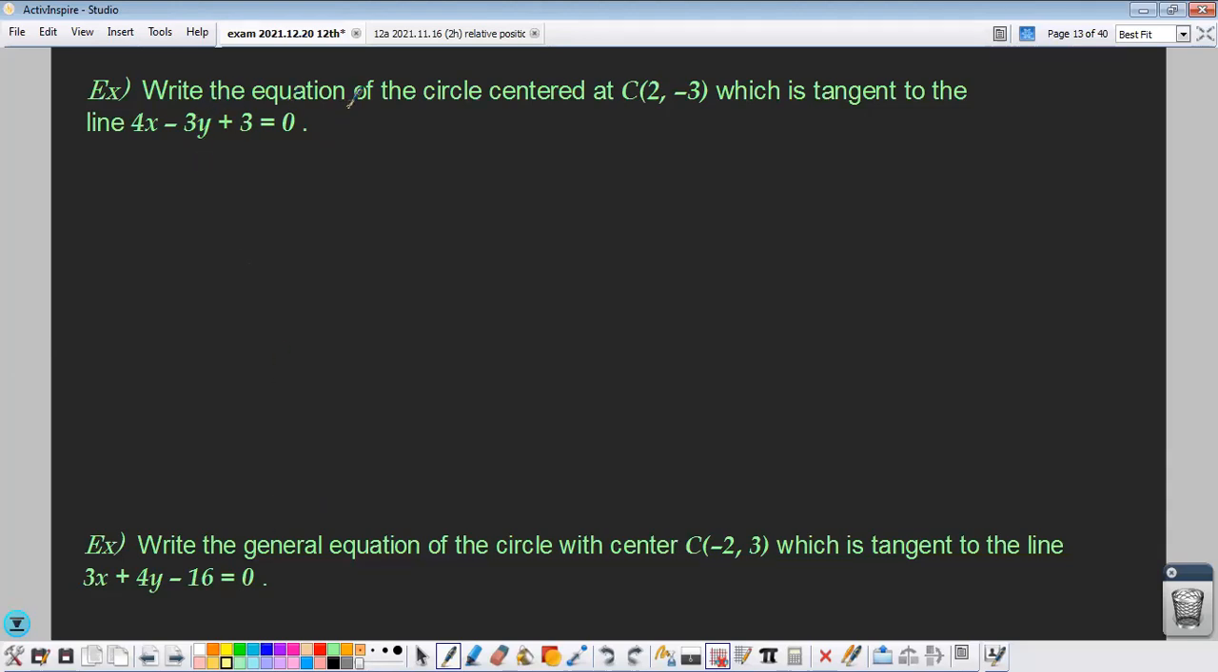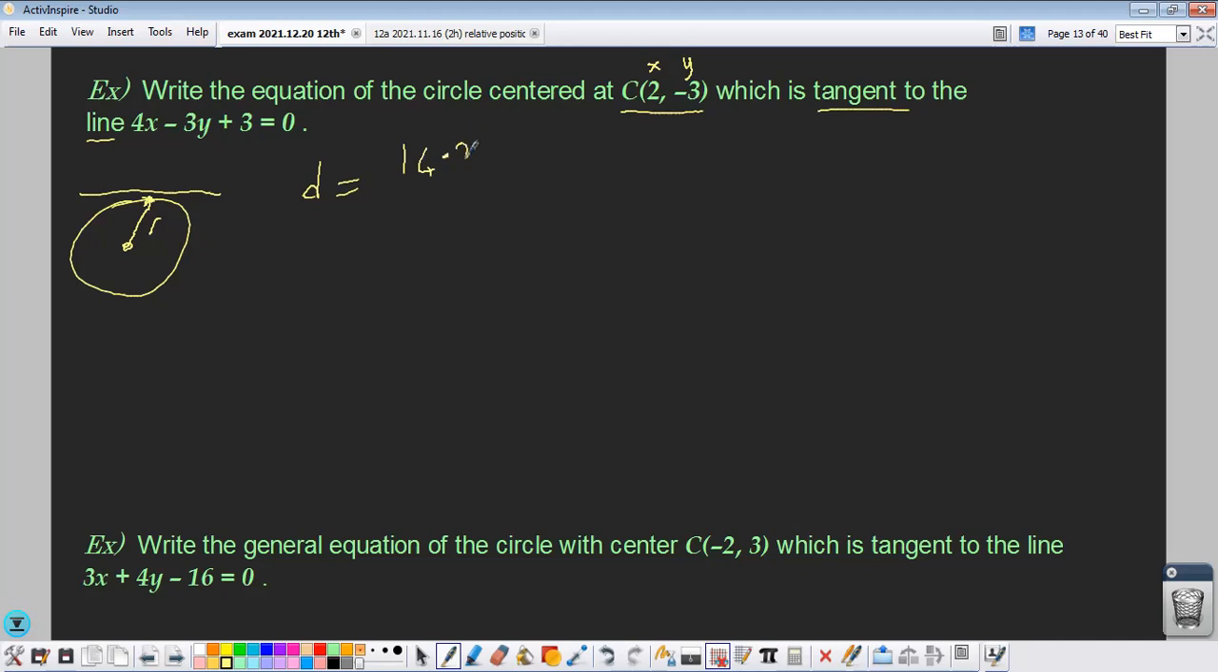So write the equation of the circle. If it says equation of the circle, that means standard form. So we have the center numbers. The only unknown is the radius, and it is saying that this circle is tangent to the line. So tangent to the line means that from the center point, the distance to the tangent line gives me the radius. This is simply the distance formula from a point to the line. So you replace the center x, y numbers in the equation of the line.